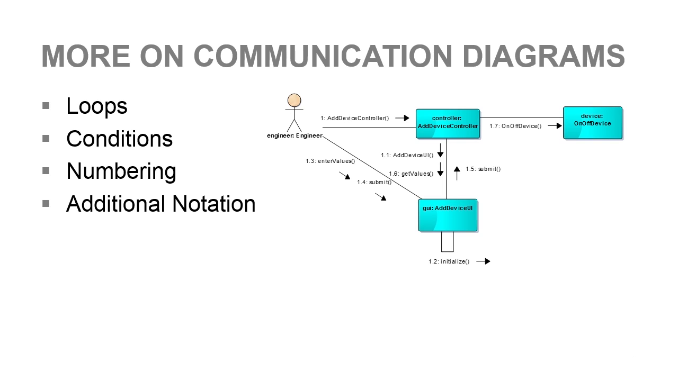In this movie, we're going to look at some additional aspects of communication diagrams. We'll look in more detail at how you show loops and conditions and how you might number messages in communication diagrams, and then at a couple of additional pieces of notation in messages.